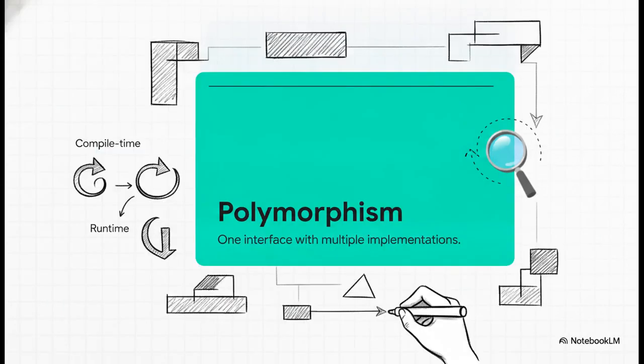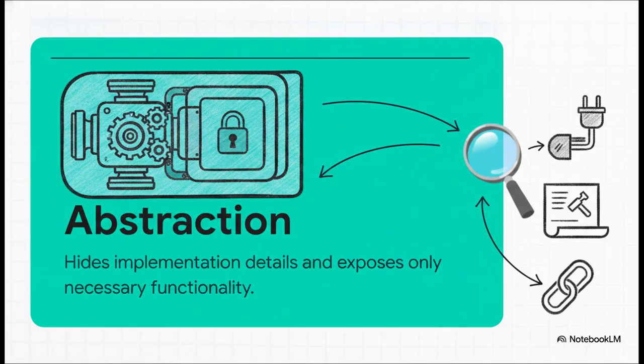Our third pillar is polymorphism, which literally translates to many forms. This is what gives our code its incredible flexibility, allowing one interface to have multiple different implementations. And this happens in 2 distinct ways, compile time and runtime. Definitely keep those 2 concepts in your back pocket, because we're going to break down exactly how they differ in just a second. But before we do, let's hit our final pillar, abstraction.